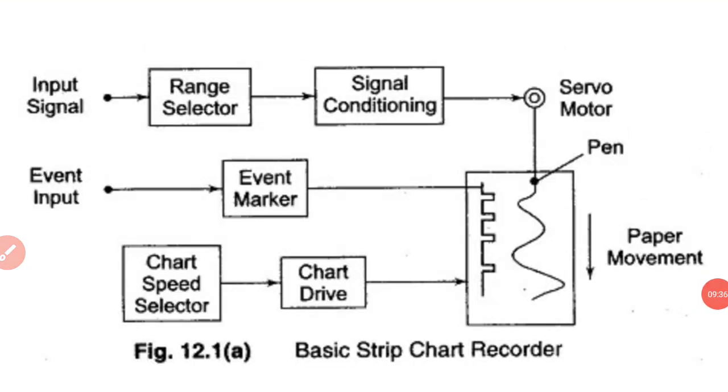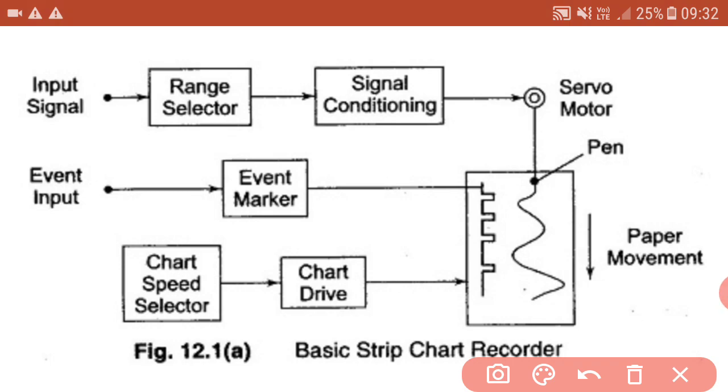This is the basic diagram of a basic strip chart recorder. Okay, so here we can see the input signal. The input signal is given to the range selector, and in the range selector circuit, the range is selected.